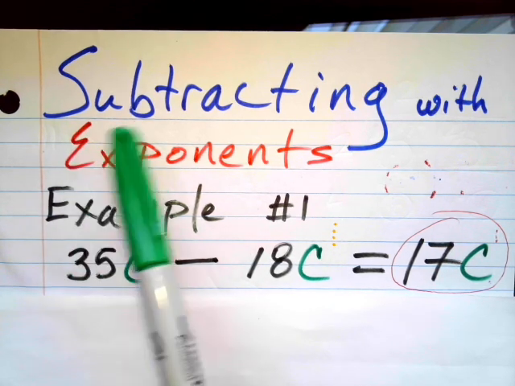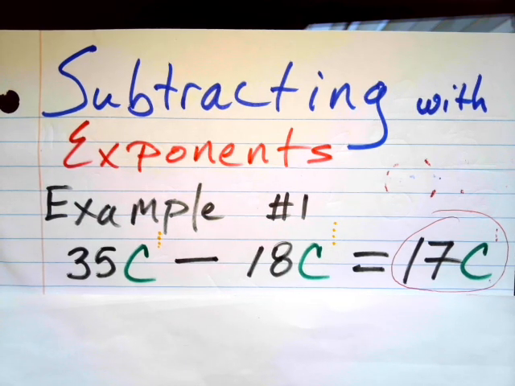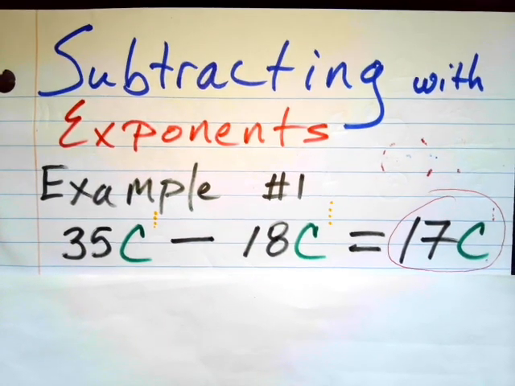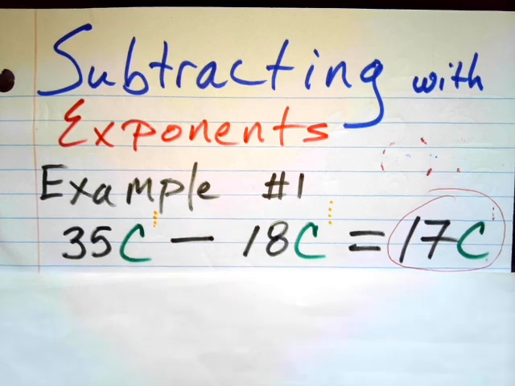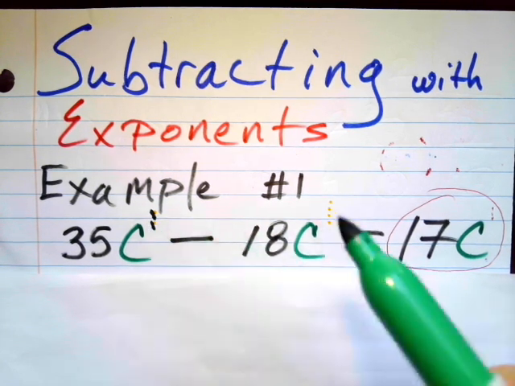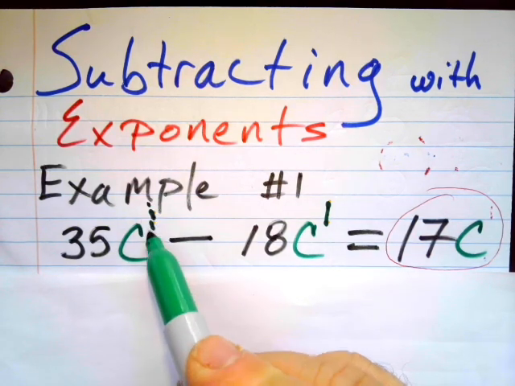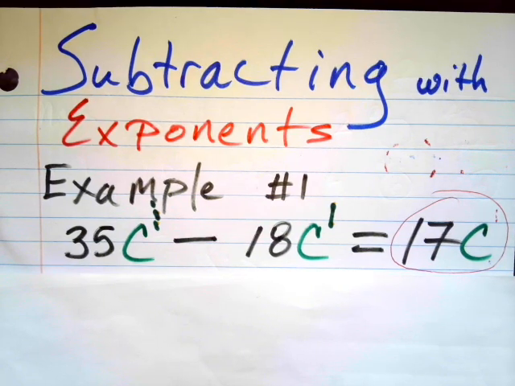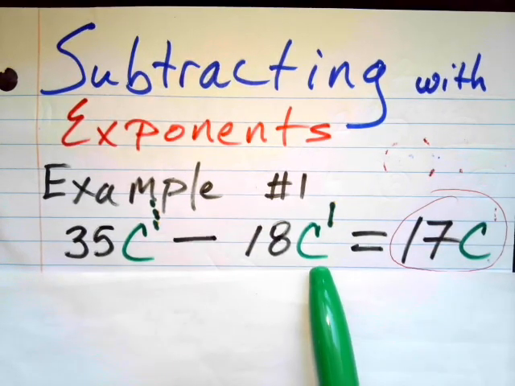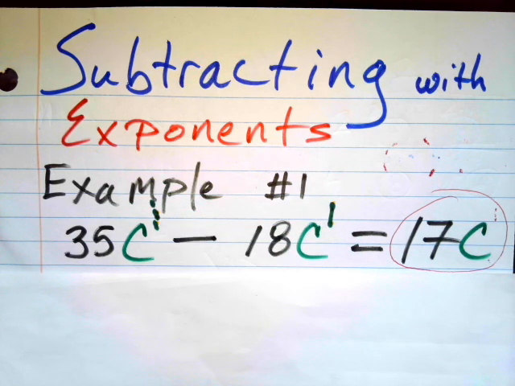So let's take a look at examples of subtracting with exponents. Again, show those invisible ones. Here in example number 1, I've got 35c minus 18c. Well, there is a power of 1 associated with that c. You can show an invisible one like I did here, or you can just write in a solid 1 in that exponent's place. Do we have the same base? Yes. Is it to the power of 1? Yes. Remember, it's an invisible 1.